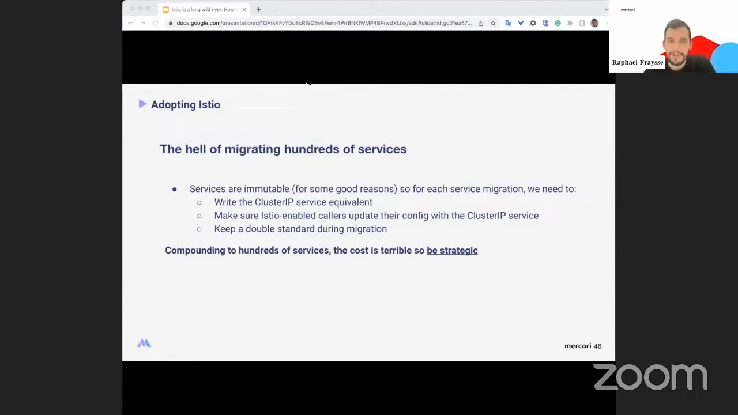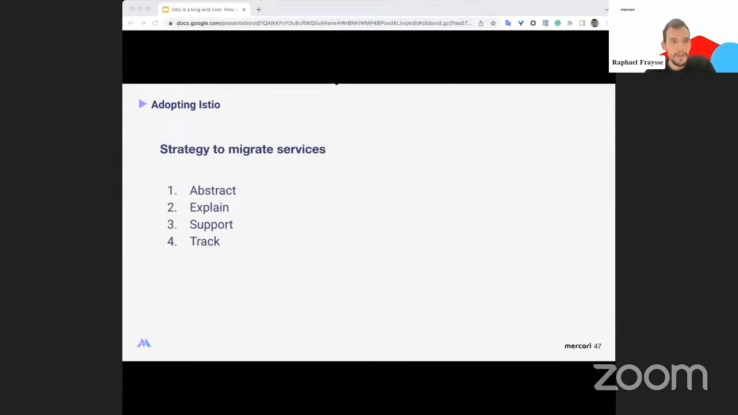And when we migrate services, it's very difficult because services are immutable. For each service migration, we need several steps, which compound across hundreds of services. So it's a big cost, and we need a very good strategy to make this kind of change. It's a 4-step strategy for migration.